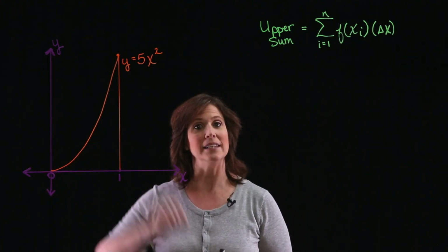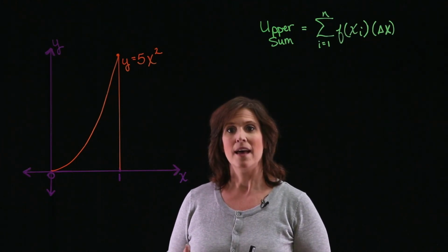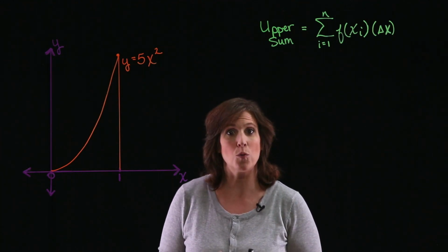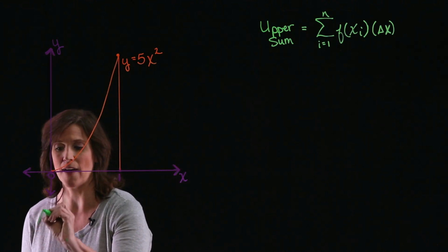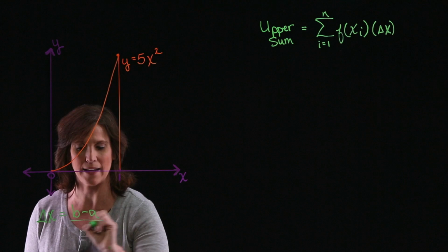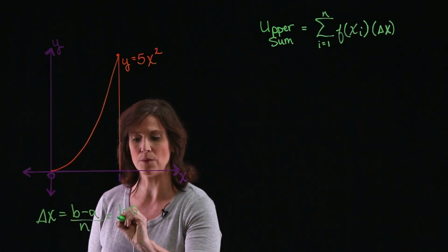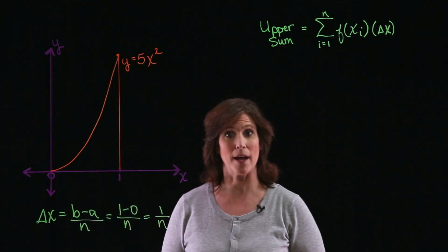So I need to find widths and heights of these rectangles. First of all, let's talk about the width. In this problem, I didn't tell you how many rectangles to use, so we're just going to have to leave it as n. So the width of any of those rectangles is going to be b minus a divided by n. In this case, 1 minus 0 over n, or 1 over n for my width.